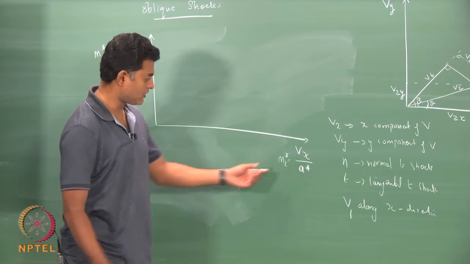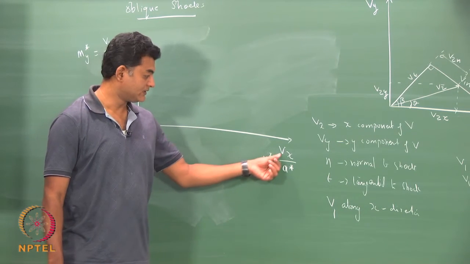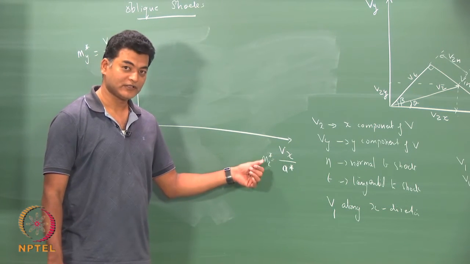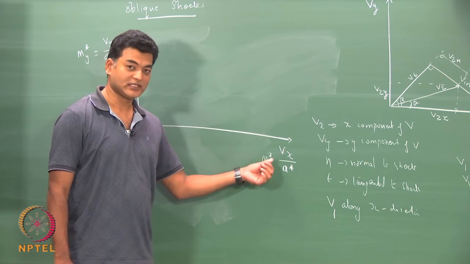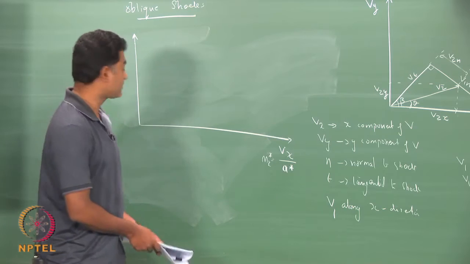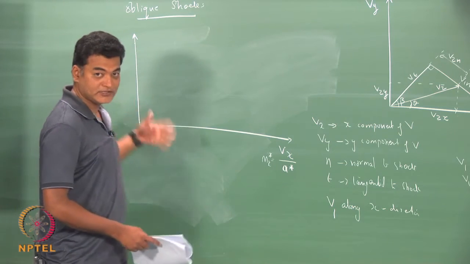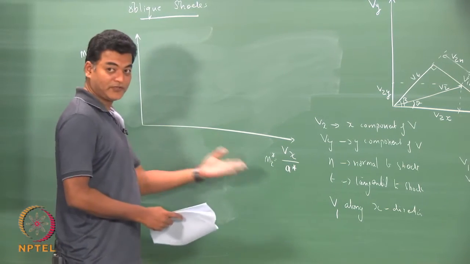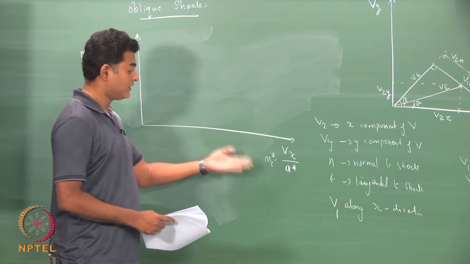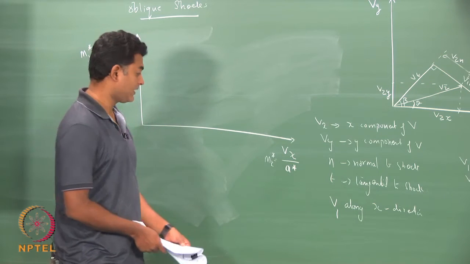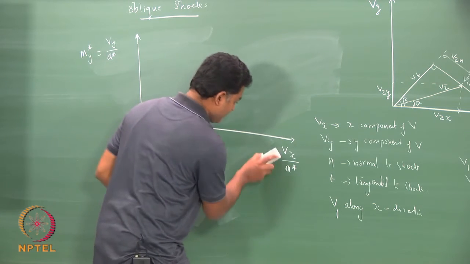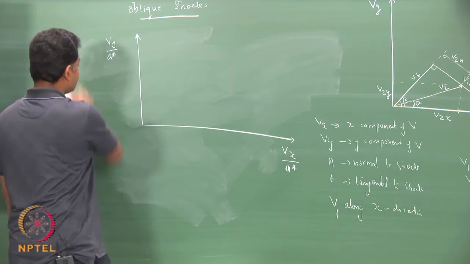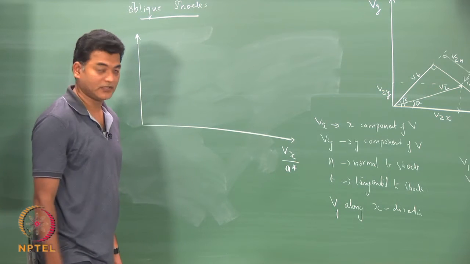Remember, this is not after the shock; this is the x component of the velocity and the star associated. So, it is not Mx star as we see it in the normal shock, and this is not the My star after the shock. This is the component of velocity in the x and y direction. Okay. So, I would leave it as it is instead of using the Mach number relation.